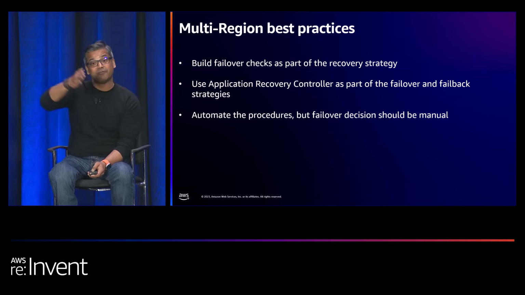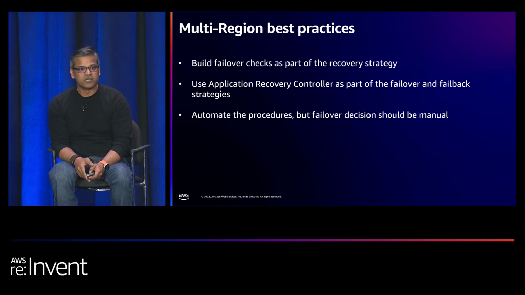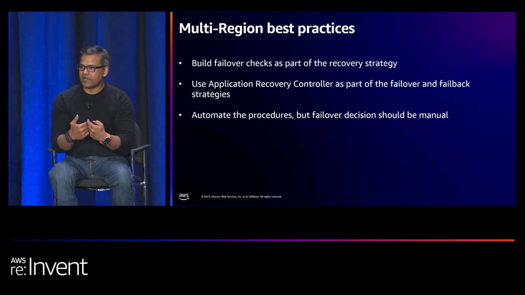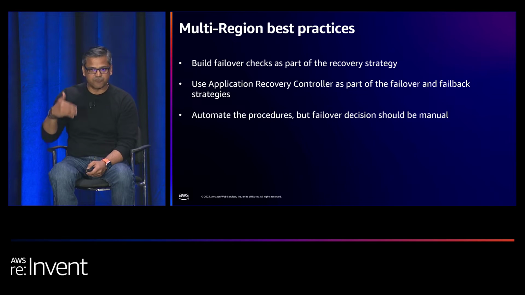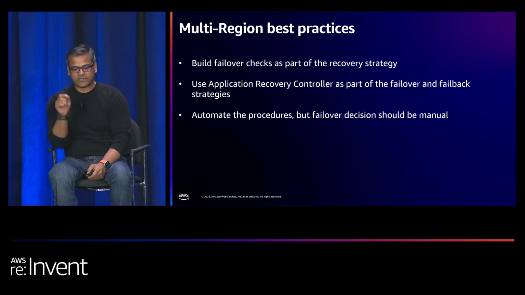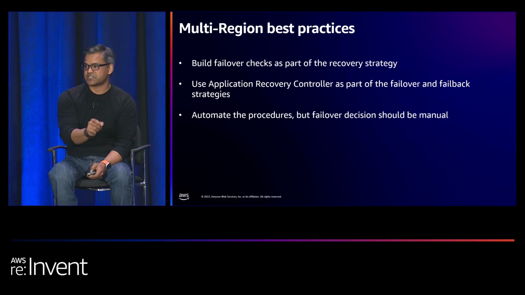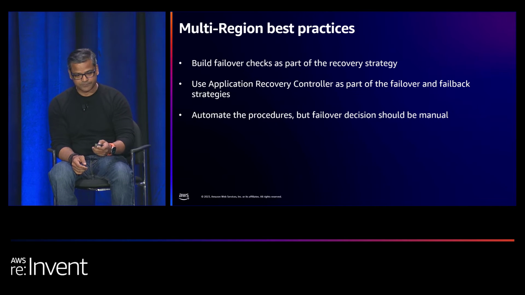Because when you fail back, when you shift the traffic back from the secondary to your primary region, you need to go through a similar level of thinking that you do at a failover. So ARC can actually help you in both scenarios. And again, I would like to emphasize: automate as much as possible, because more automation will get you faster to your RTO goals. But the final decision in these architectures specifically should be manual.